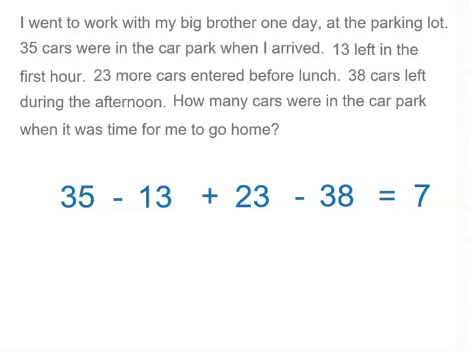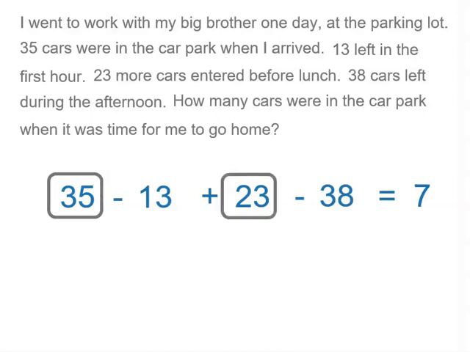35 cars were there, 13 left in the first hour, 23 came along in the afternoon, or entered before lunch rather, and 38 left during the afternoon, leaving 7. Now if you're not comfortable solving it as you go, you could do it this way. Let's say the answer wasn't there.